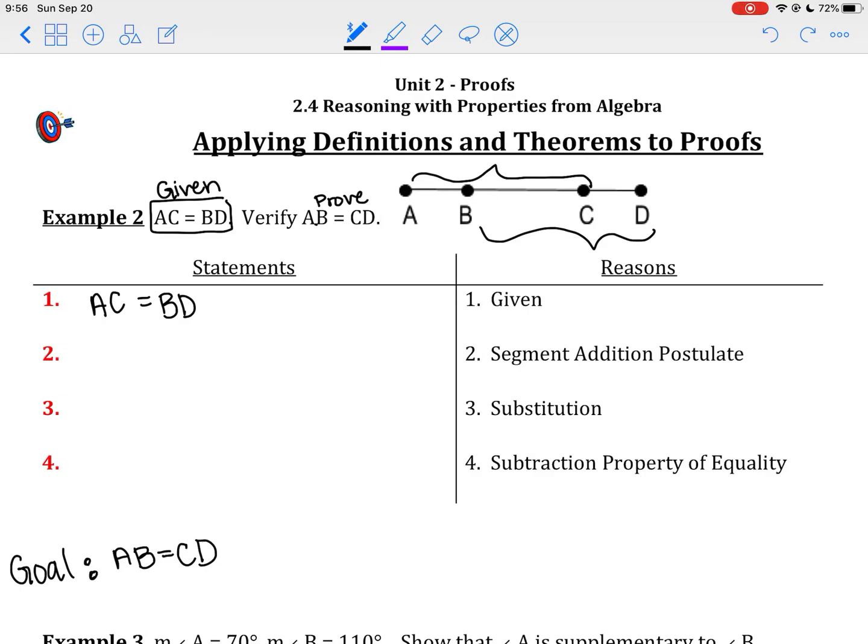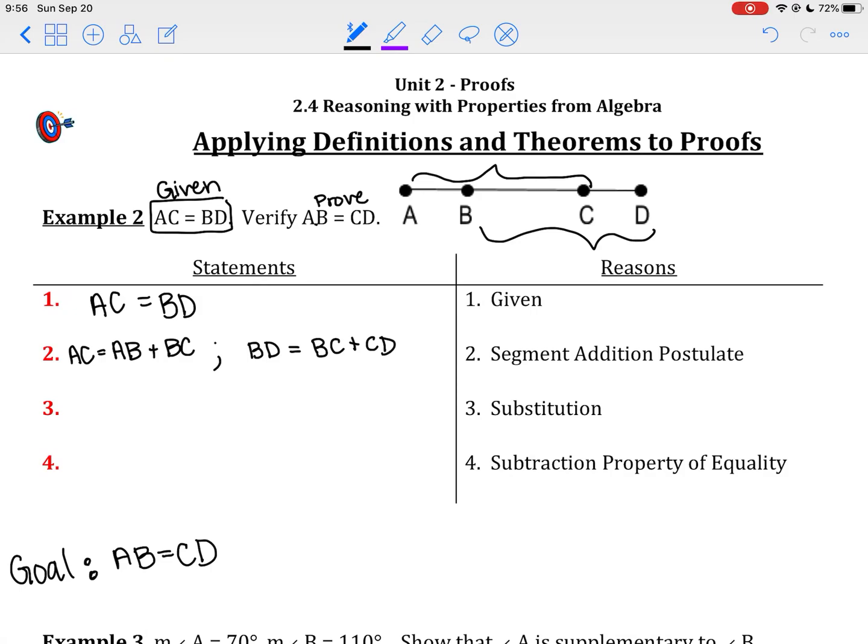So since I see a segment that's made up of two smaller parts, I'm going to say that the whole segment AC is going to be the sum of its two parts. So segment AC is made up of the two parts AB and BC. I can also use it with that second segment because I noticed that the segment that they gave me, BD, is made up of two smaller parts. So BD equals BC plus CD.